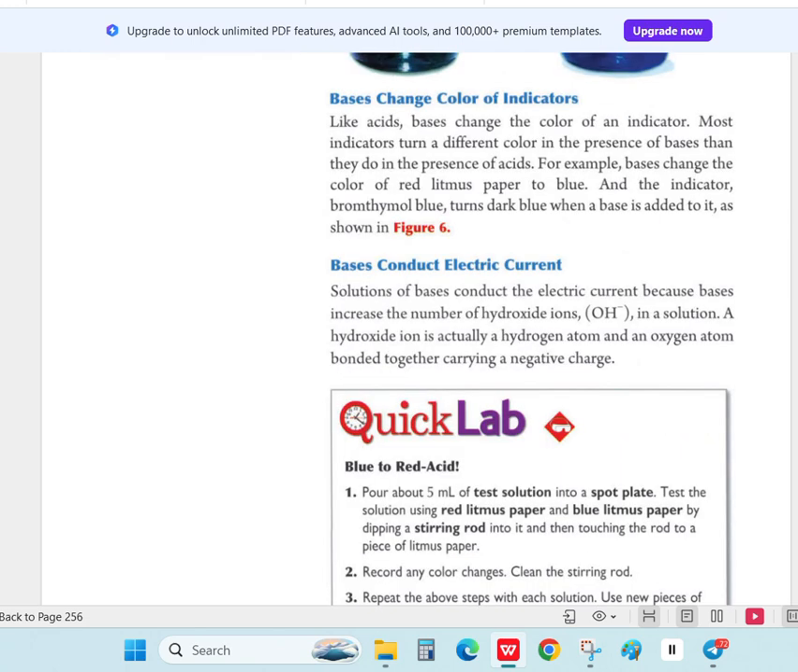Electrical conductivity. Base can conduct electricity easily, like an acid, because it produces ions. So look, a solution of base conducts electric current. Base increases the number of hydroxide ions in the solution. A hydroxide ion is made of hydrogen and oxygen atoms and carries a negative charge. So base can conduct electricity because of the presence of hydroxide ions.